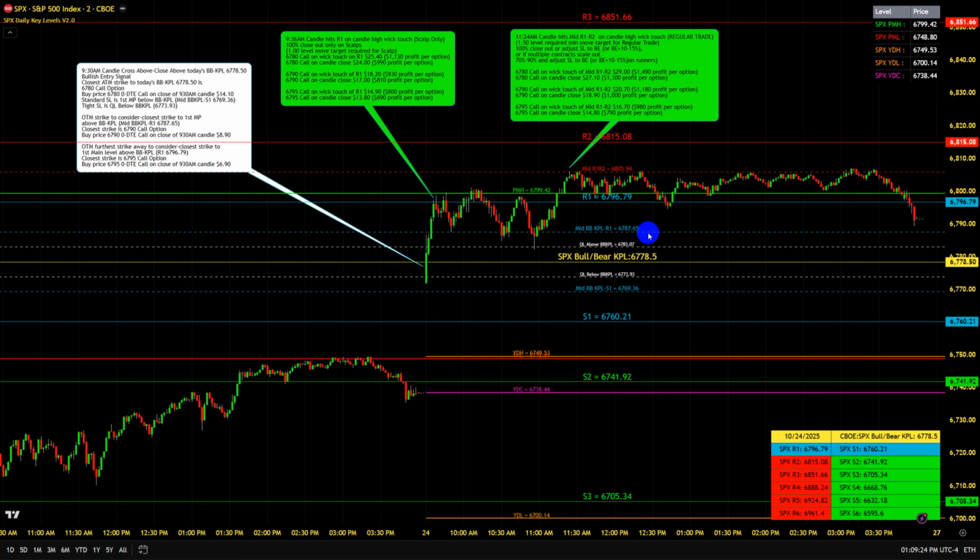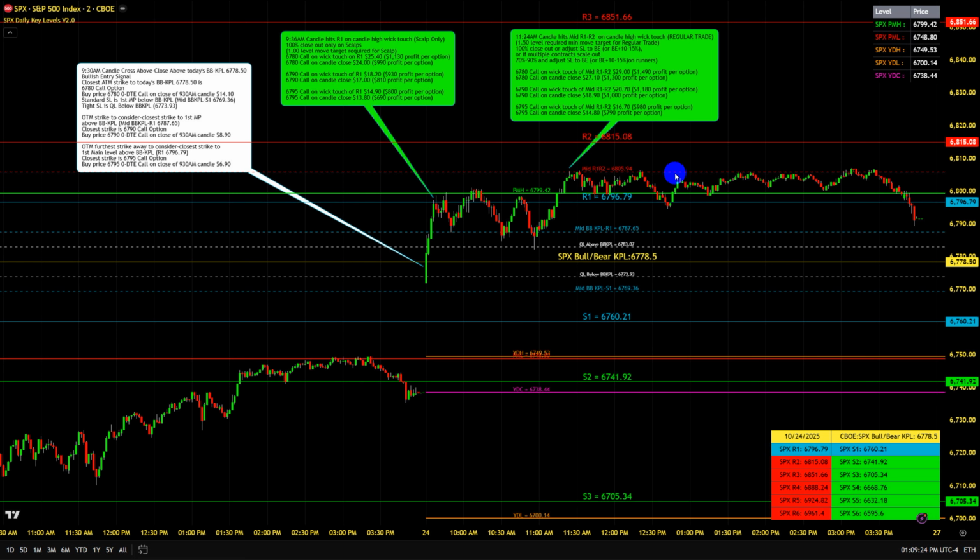The default levels also are going to be the first midpoint level above the bull bear KPL, the first midpoint level below the bull bear KPL, as well as this QL level above and QL level below the bull bear KPL. You will also have the main R1 through R6 levels, which are also displayed on this table here, and the main S1 through S6 levels, which are also displayed on this table here.